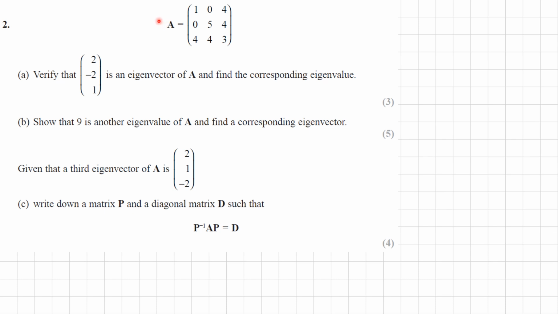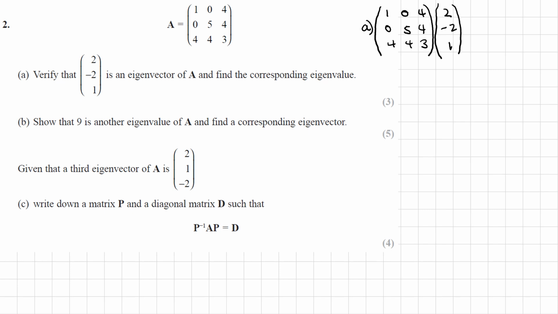Question 2. We have this matrix A here, 3 by 3, which is 1, 0, 4, 0, 5, 4, 4, 4, 3. Part A. Verify that the vector 2, negative 2, 1 is an eigenvector of A and find a corresponding eigenvalue. So we start by multiplying the matrix 1, 0, 4, 0, 5, 4, 4, 4, 3 by this vector, and that's 2, minus 2, 1.